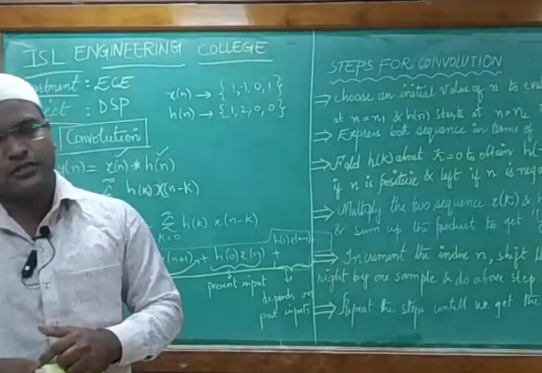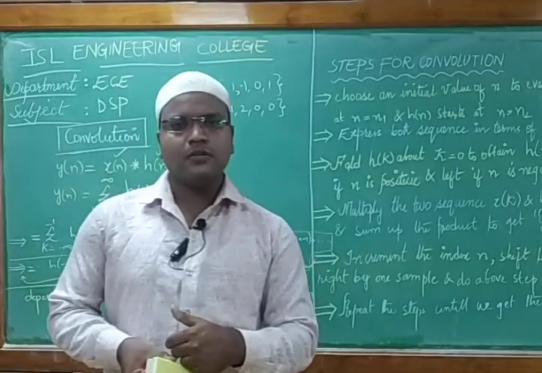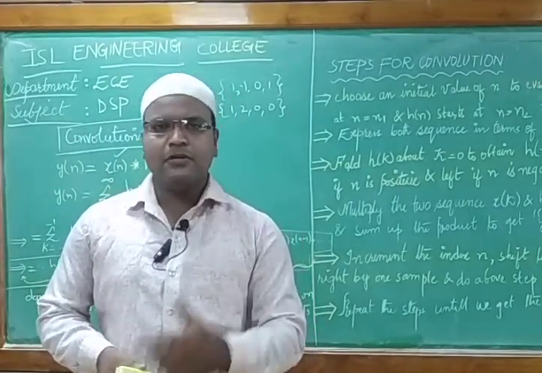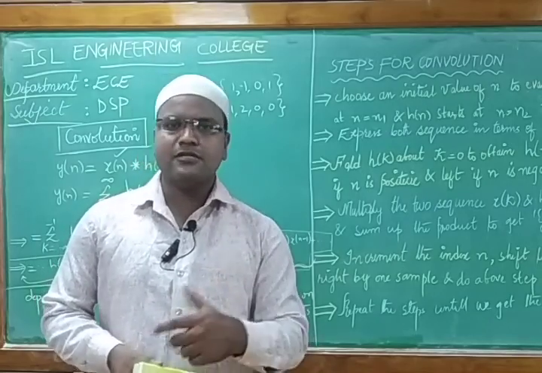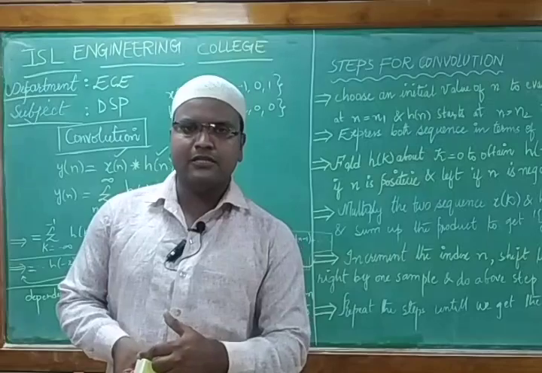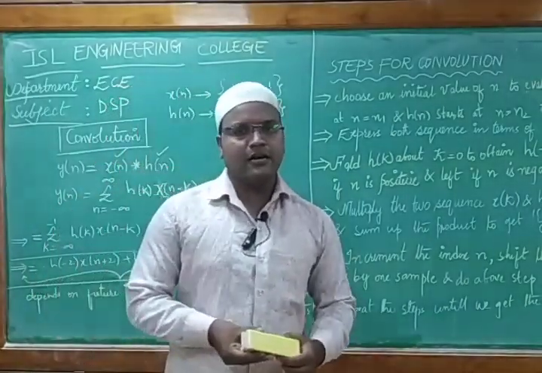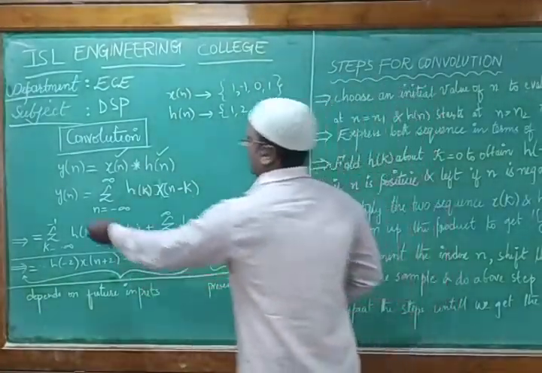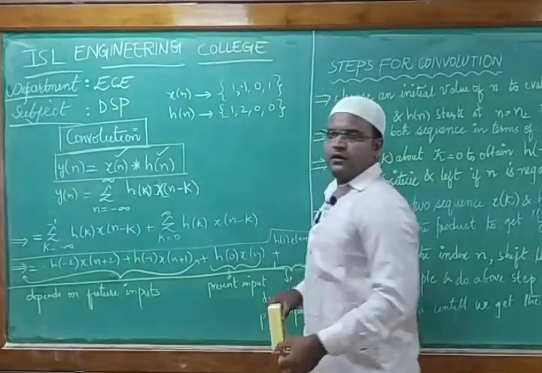In order to do these things you should keep in mind the concepts from the previous class, signals and systems: causal systems, stable systems, unstable systems. You should know about linear dependent systems, linear independent systems, all the properties of signals and systems. Then it will be easy for you to understand the further classes. So in today's class we are dealing with convolution. In that we are using one first formula.